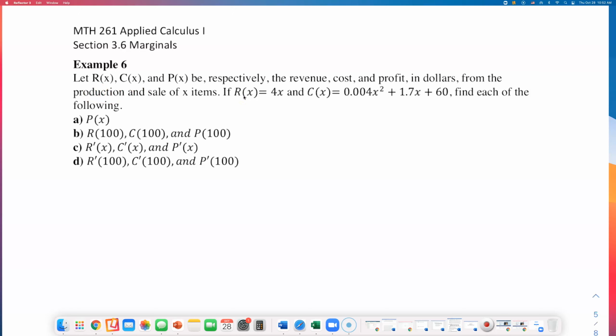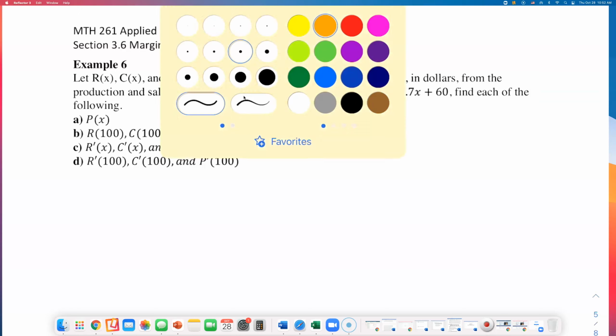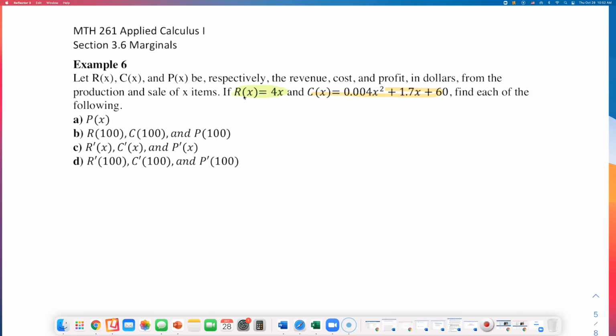R of X is 4X. The revenue function is just 4 times however many items are being sold. Next, C of X, the cost function, is a little bit more complicated, it looks like. So what do they want?